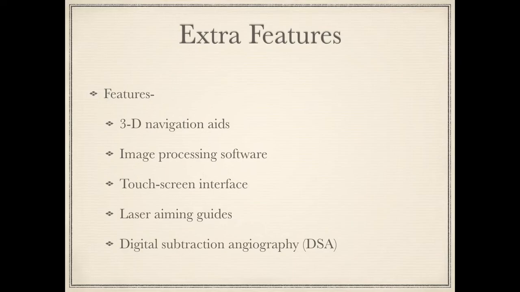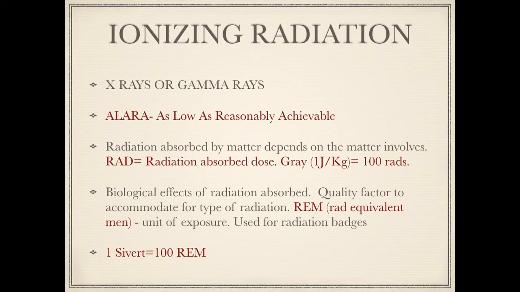So taking a step back and talking about ionizing radiations, there are two main types to talk about: X-rays and gamma rays. Gamma rays are the ones which we get from radioactive materials, and X-rays are the ones which we use in our normal fluoroscopy. Whenever we are using X-rays, the basic principle to guide the usage is ALARA, which stands for as low as reasonably achievable. In simple language, it means keeping the radiation exposure to a minimum as much as possible.